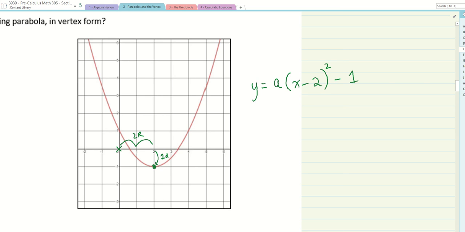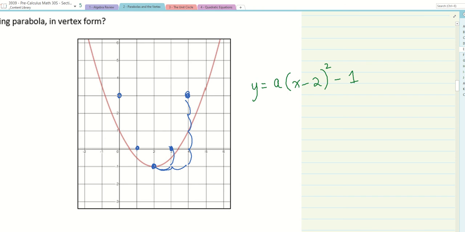Okay, so the only thing we've got to figure out is, has it been stretched by any scale factor? All right, so let's say there's our vertex. Let's grow the parabola normally, how we do it. From the vertex, we'd usually go 1 over, 1 up. So our normal point would be there. Then we'd go 2 over, 4 up. 1, 2, 3, 4. So it would normally be there.